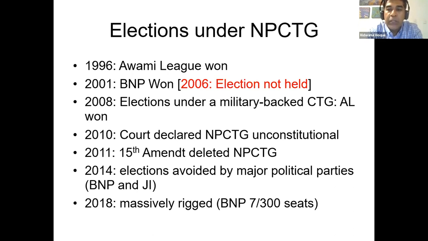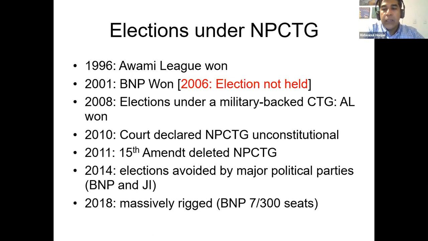As a result of that, the military intervened and there was an apolitical government for 2 years, 2007 and 2008. However, that was the caretaker government indeed, but it extended its constitutional tenure of 3 months to 2 years. Then the next election came in 2008. And the next election was due in 2014.